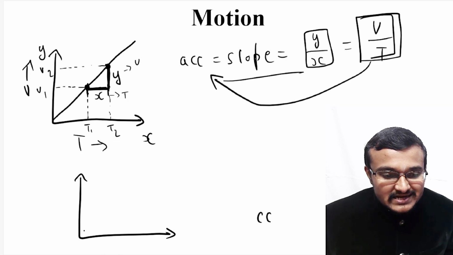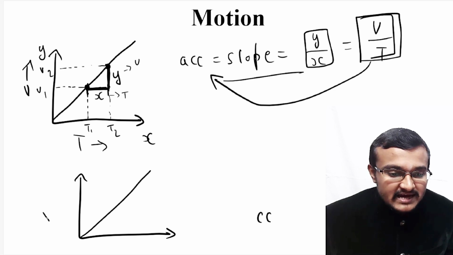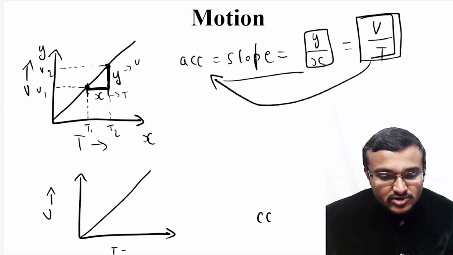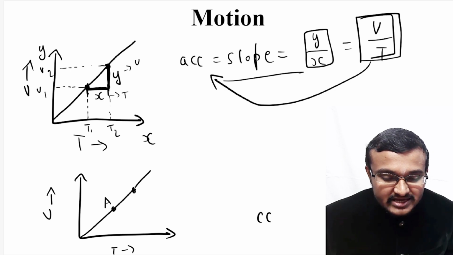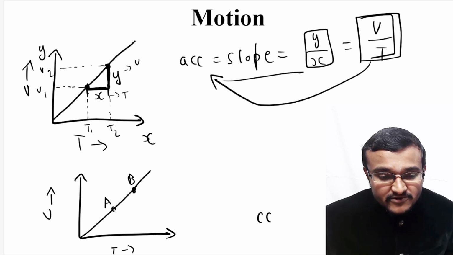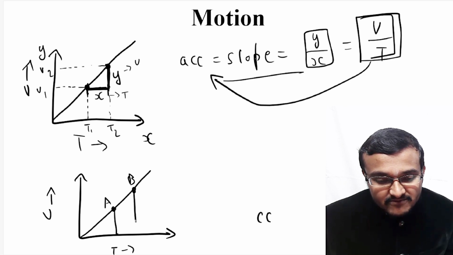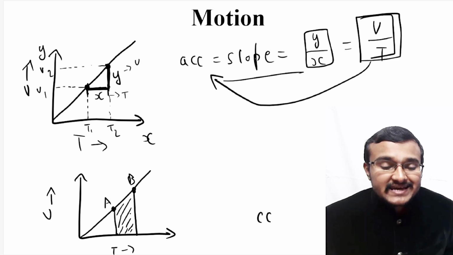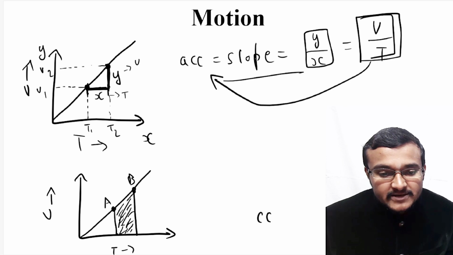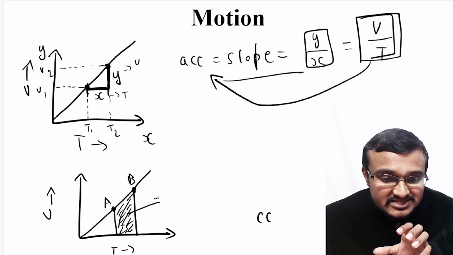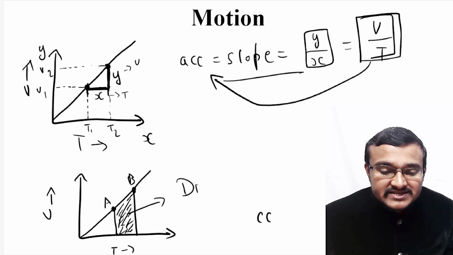Let's say you consider the same graph, velocity on the y-axis and time on the x-axis. If you consider point A and point B on this straight line, and draw a perpendicular line from A and from B on the x-axis, the area covered under this straight line between these 2 points, this shaded area that I have shown here, gives you the distance traveled by this object.